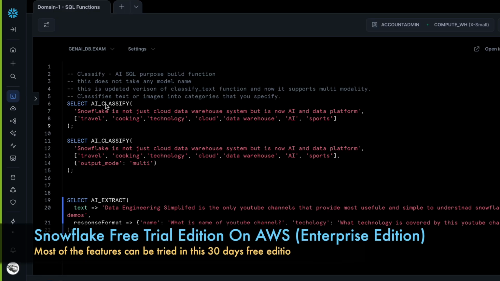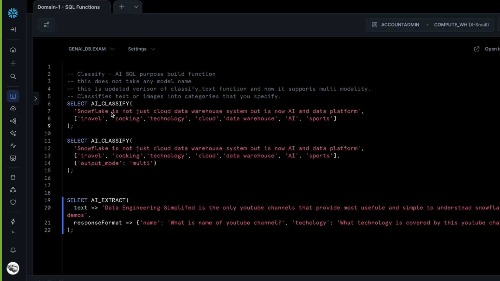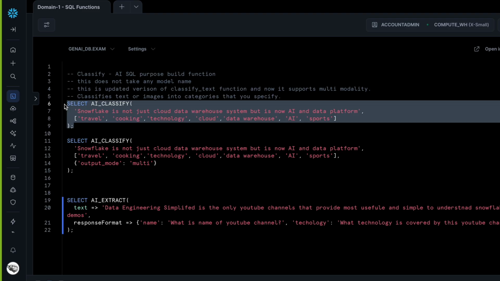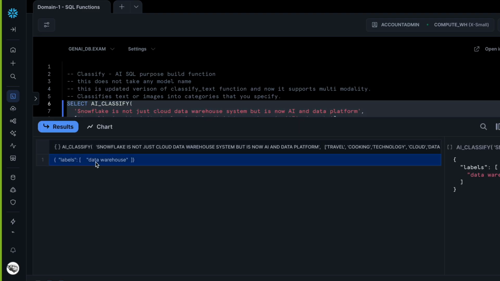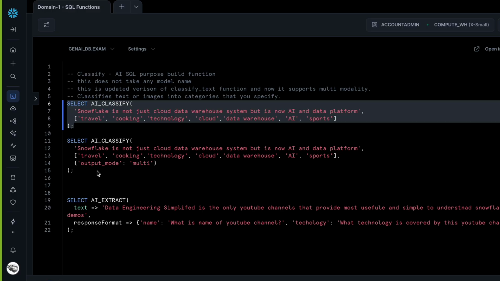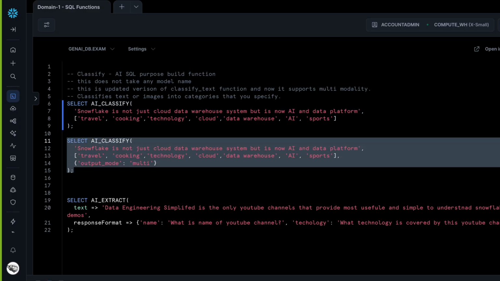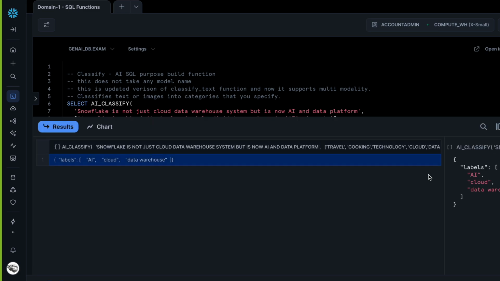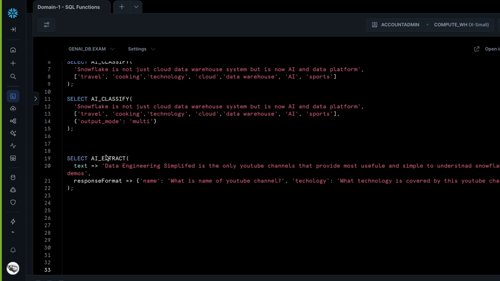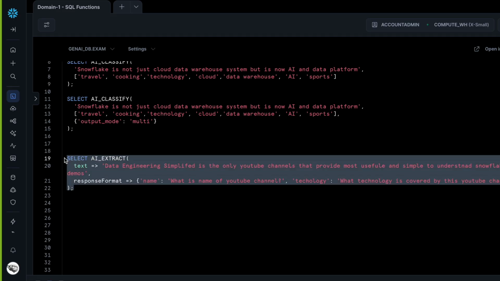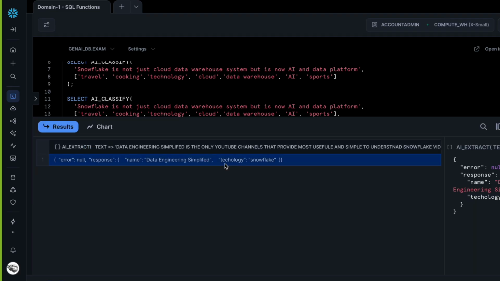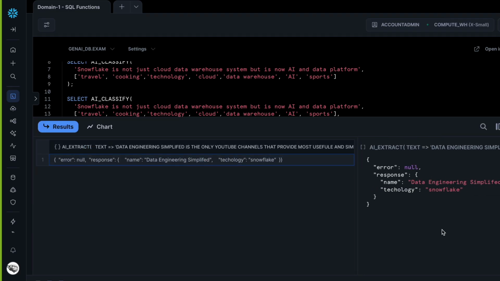If you look at this example here, I can also use try complete or complete. However, I'm using a purpose-specific function called AI classify. And let me run it here. Here, this is returning only one label. And in the exam, they would ask, what if I have to pick multiple labels? Let's run this. Likewise, if I have to extract information from my prompt, I can use AI underscore extract. And here is my answer.